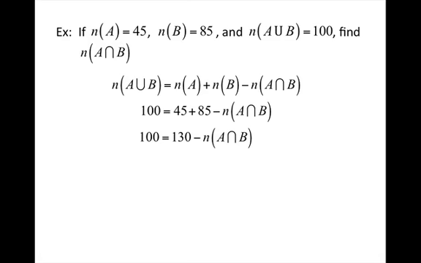Now subtract 130 from each side. So you get negative 30 equals negative the number in the intersection. Well, to get rid of the negative sign, divide each side by negative 1, so you get that there's 30 elements in the intersection.